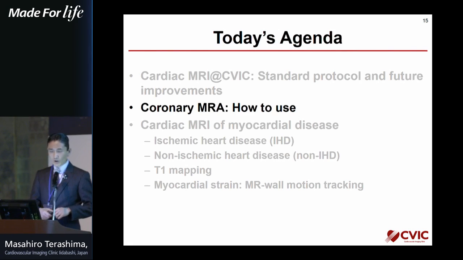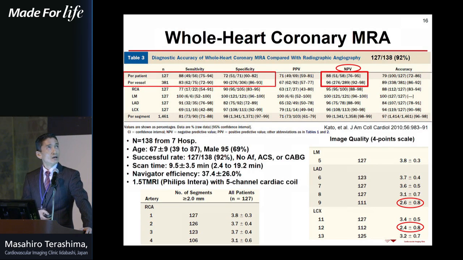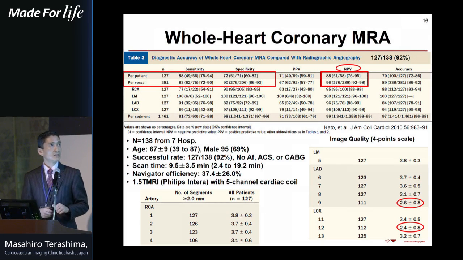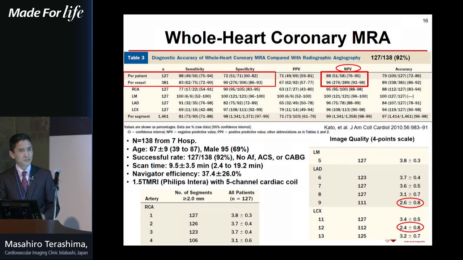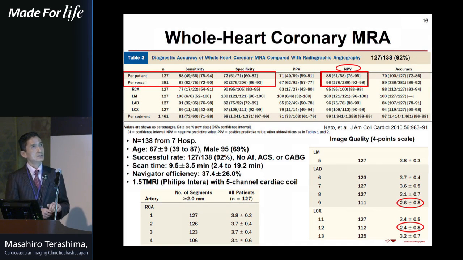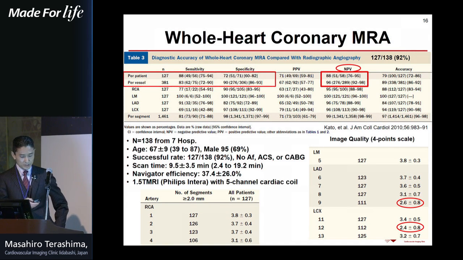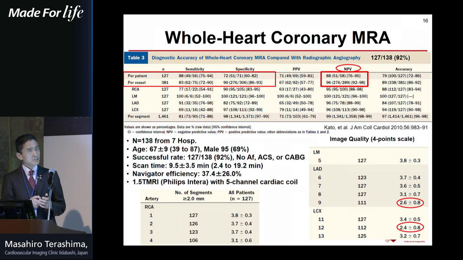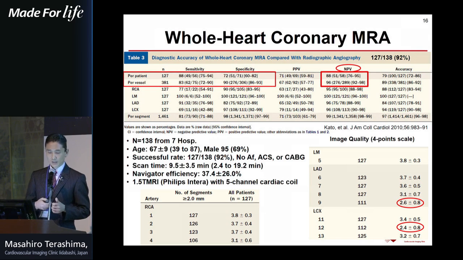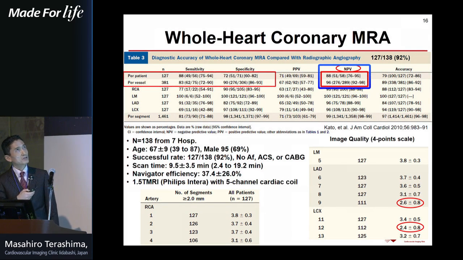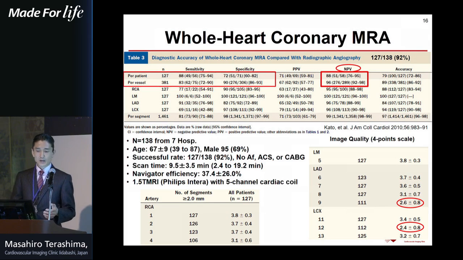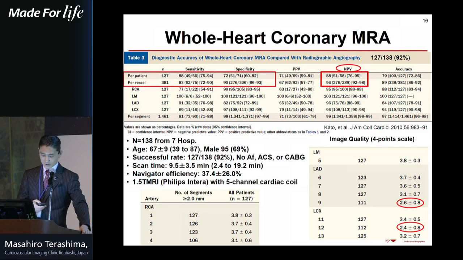Okay, I'm going to move on to the coronary MRI sequence and how to use it. This is a study done by Dr. Sakuma's group. They did a very nice multi-center study, just published in 2010, with 138 patients from 7 different hospitals. They got a nice result, with sensitivity and specificity of about 80 to 90%. I want to emphasize the negative predictive value, which is 96%. It's very high. It's good for excluding coronary artery disease in patients.